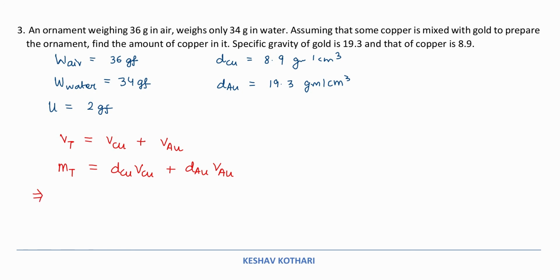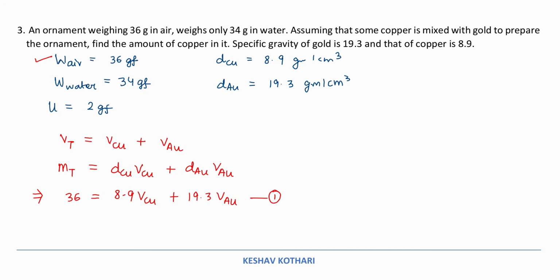And over here, the weight in air is given to us as 36 gram force. So we can simply say that 36 gram force is because of these two parameters combined. That is 8.9 into volume of copper plus 19.3 into volume of gold. So this can be regarded as equation number 1 for this particular problem.